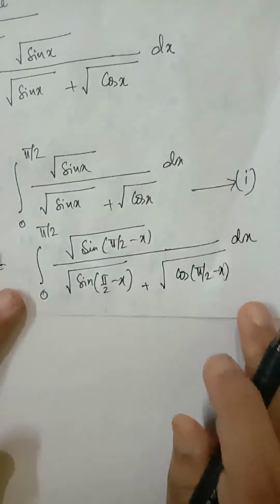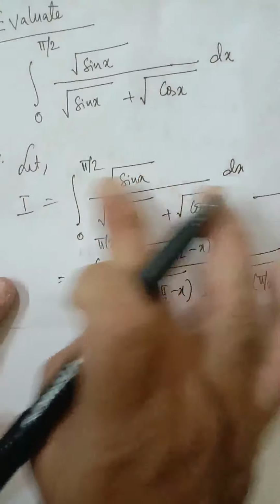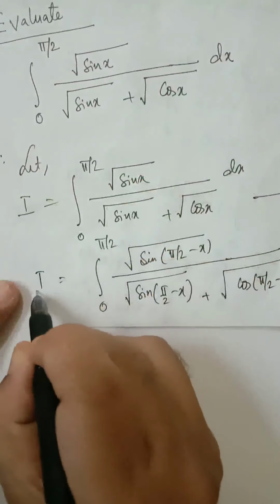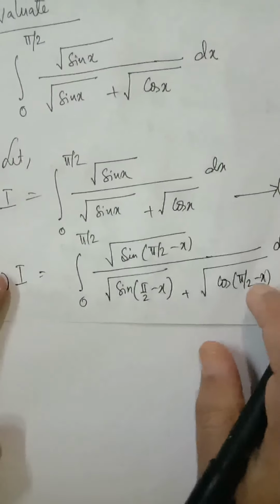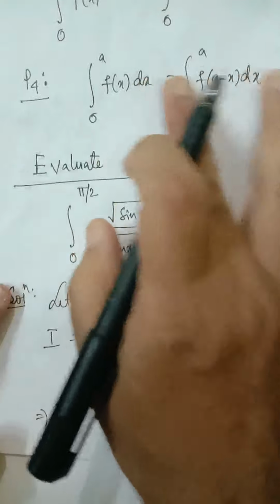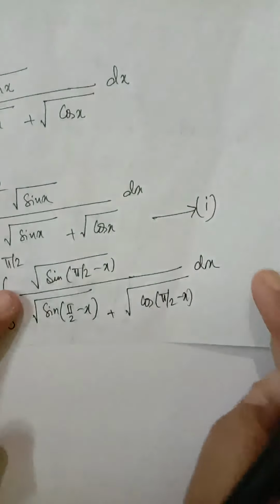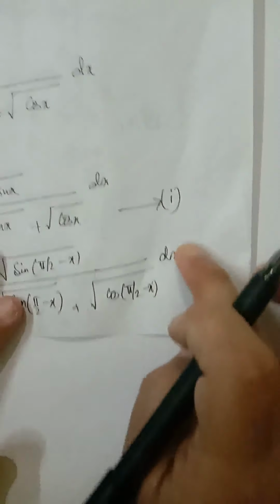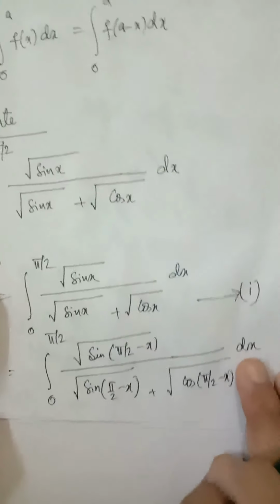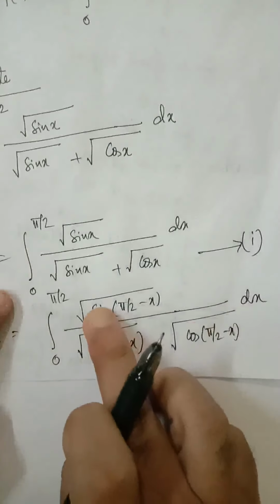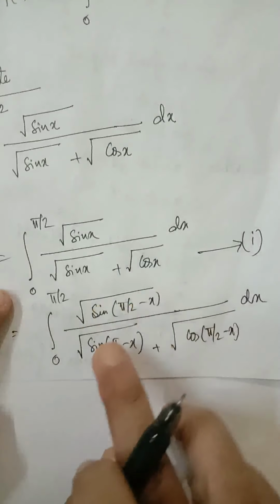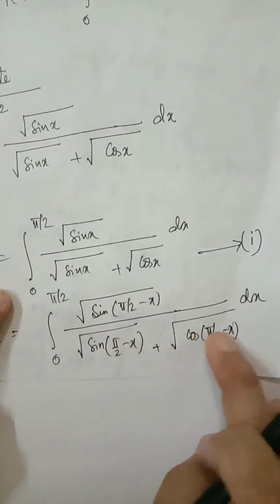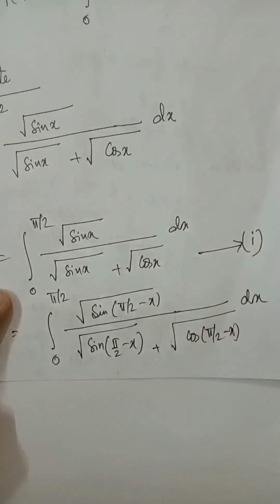The value of the integral will be the same. Its value is I, its value also will be I. Here we have used this particular property. You have to mention here, you have to write, using this property. Now sin of pi by 2 minus x is cos x. This will become cos x and this will become sin x.